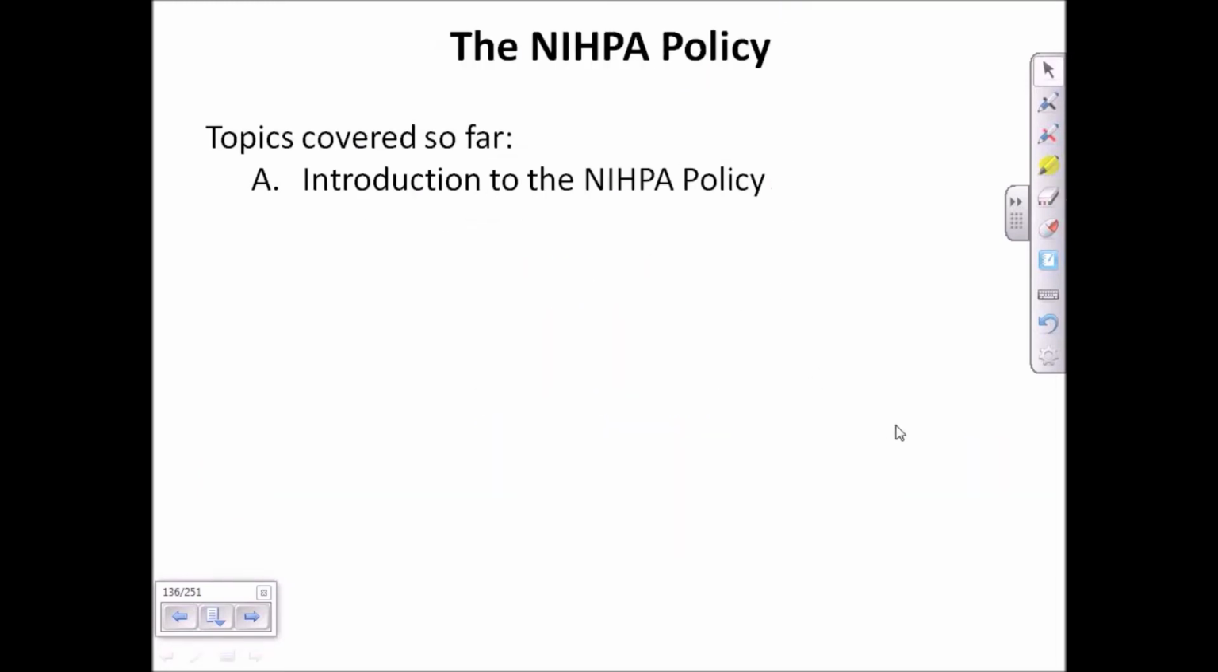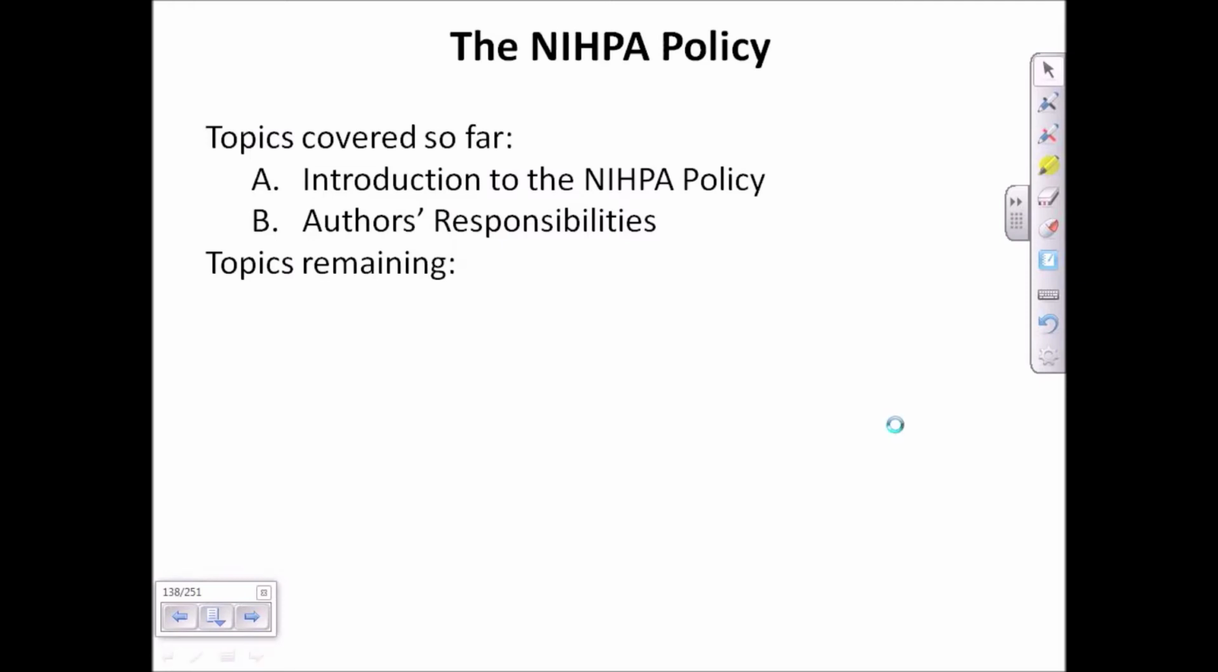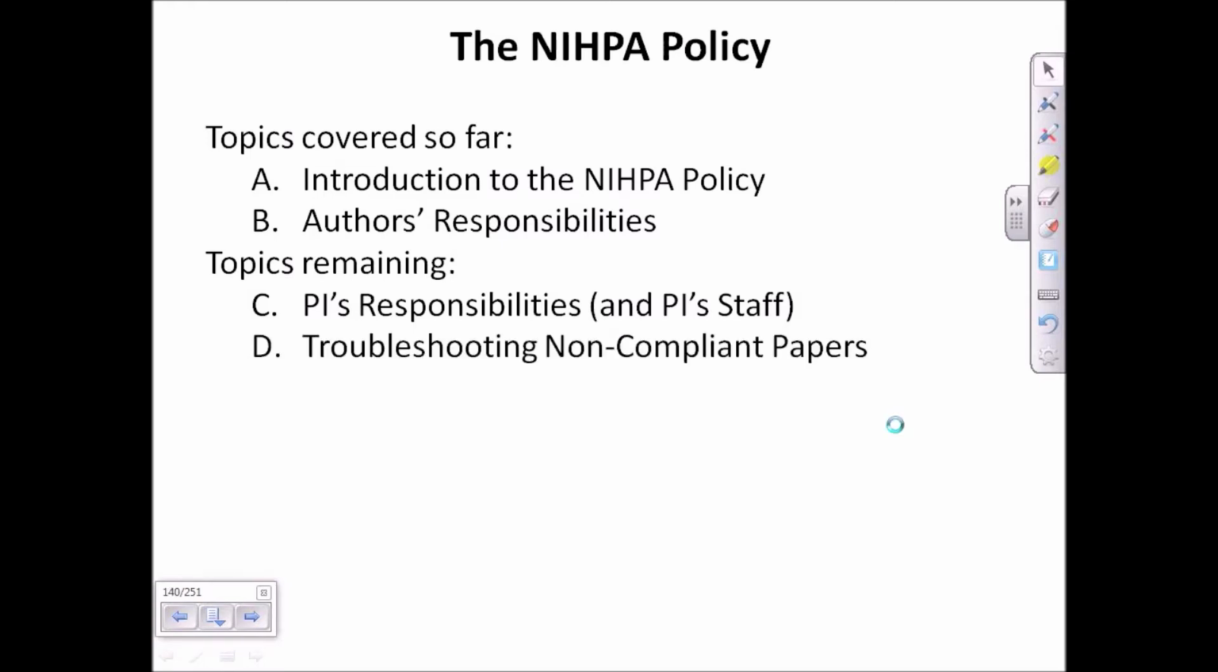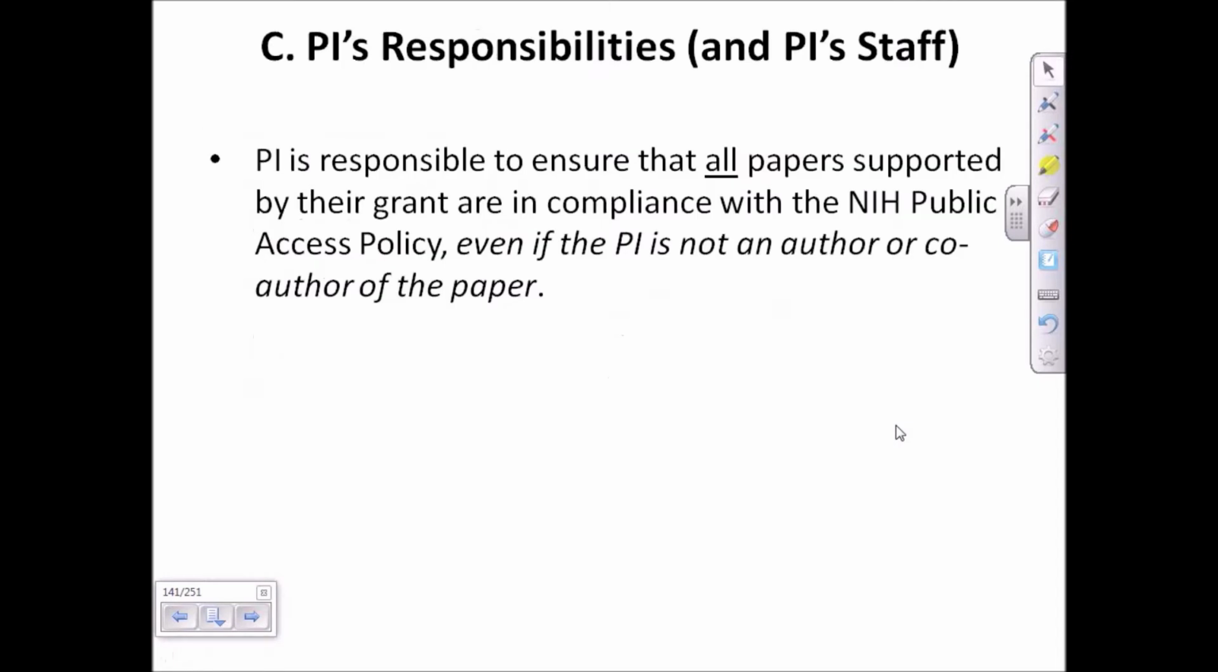Okay, so let's review the topics that we've covered so far and the topics to come. We've looked at the introduction to the NIH Public Access Policy. We've covered the author's responsibilities. Now the topics remaining are the PI's responsibilities, and this also includes the PI's staff, troubleshooting non-compliant papers, and strategies for enhancing compliance. So let's look then at the PI's responsibilities.